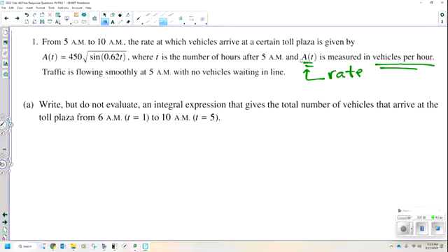1A asks us to write, but do not evaluate. Oh, I love those because they're so easy. So write but do not evaluate an integral expression that gives the total number of vehicles that arrives at the toll plaza from 6 a.m., where t equals 1, to 10 a.m., where t equals 5. Not only did they tell me it needs to be an integral, they gave me the bound.